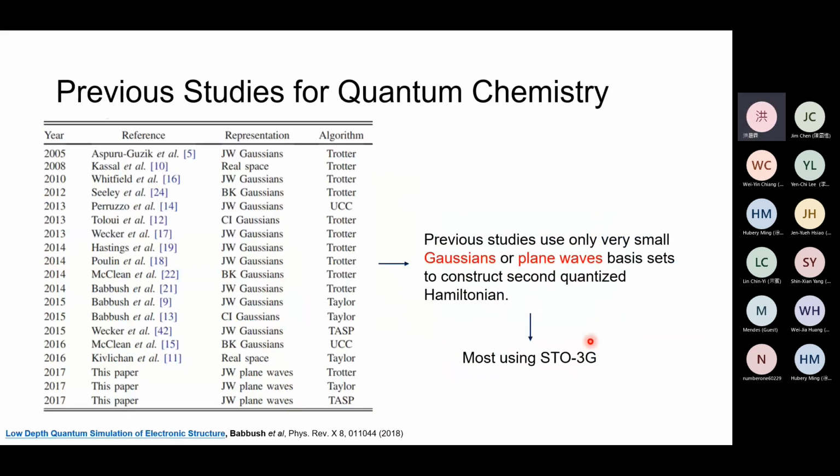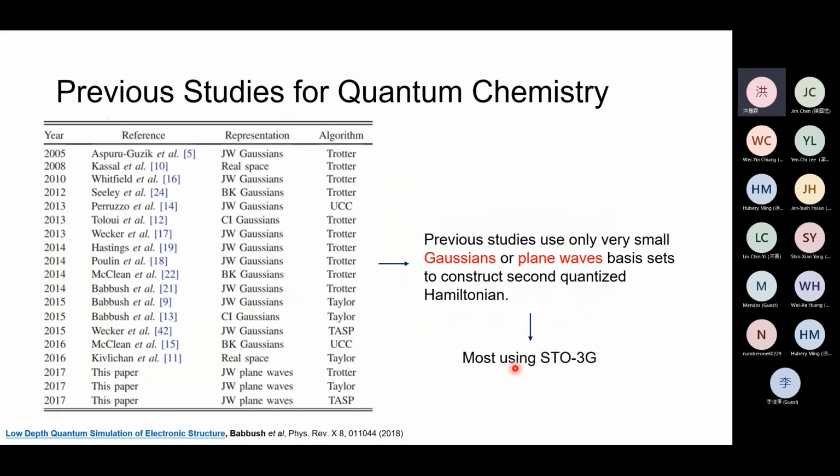Okay, let's talk about previous studies for quantum chemistry. In this slide, you can see that most previous studies focus on Gaussian-type basis sets. And if you look in the papers, you can see most of them use STO-3G, the minimal basis set. So it's easy to know they can't generate a good result, although we have a good quantum computer.